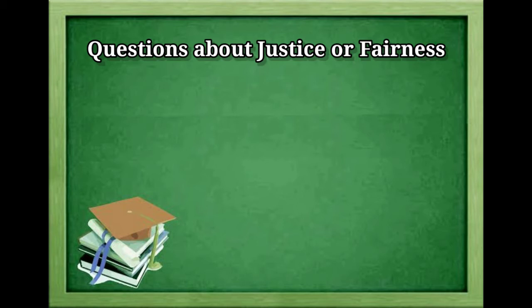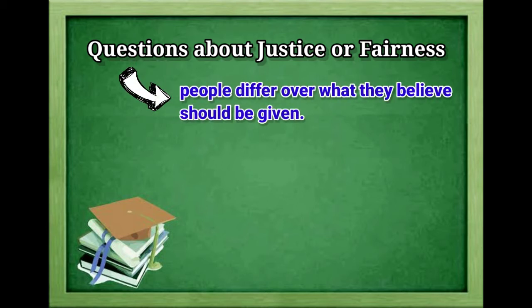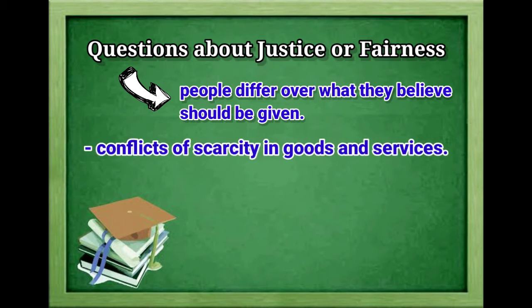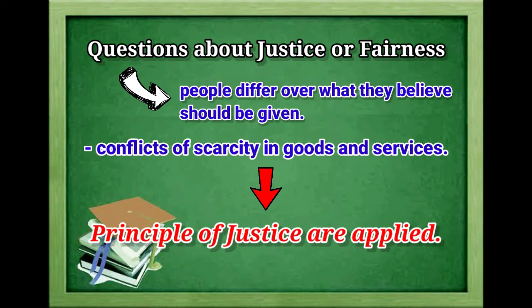Questions about justice or fairness arise when people differ over what they believe should be given, or when decisions about the distribution of benefits are made. In fact, ethicists believe that there would be no point in talking about justice and fairness if it were not for the conflicts of scarcity in goods and services. So, with these questions about justice or fairness, principles of justice are applied.